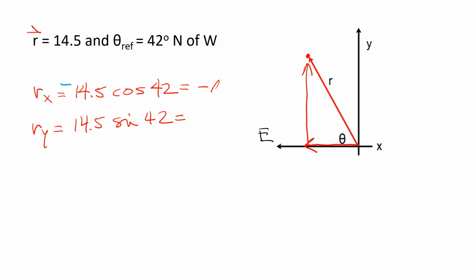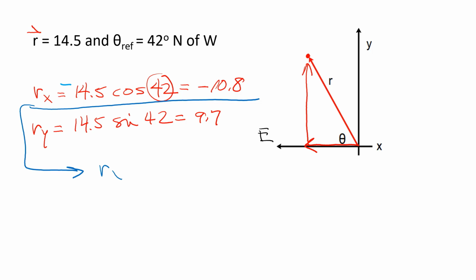All right, so this would be negative 10.8, because I used a reference angle. And this is going to be 9.7. Now, let's pretend we'd done this calculation all over again. If you wanted to do x equal 14.5 and you didn't want to worry about signs, you could do 14.5 cosine 138. So 138 is the standard angle for this 42-degree reference angle.